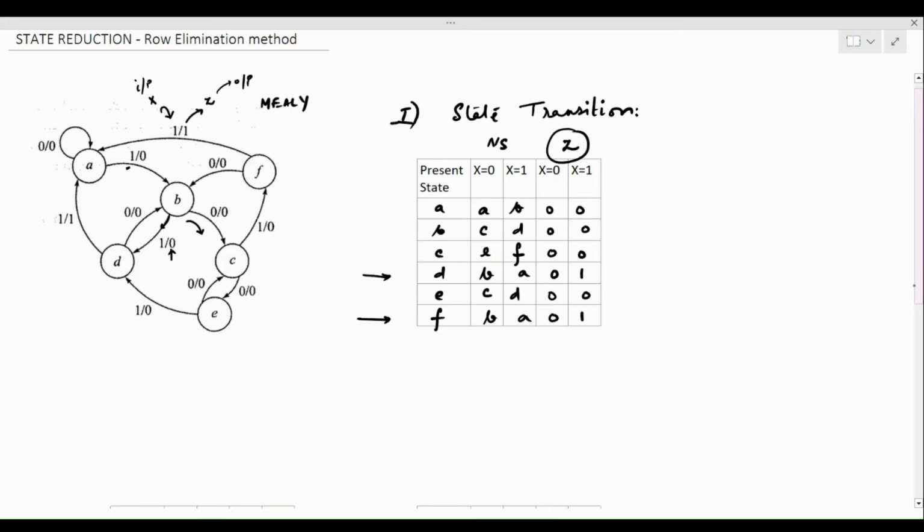So in this case, if you see, F makes a transition to B and A for x is equal to 0 and 1 respectively, and D also makes a transition to B and A for x is equal to 0 and 1 respectively. This basically implies that state D is equivalent to state F. So there is no point in retaining both of them. That would be redundant. So I'm going to remove or eliminate state F, and wherever F occurs, I have to replace it with D.